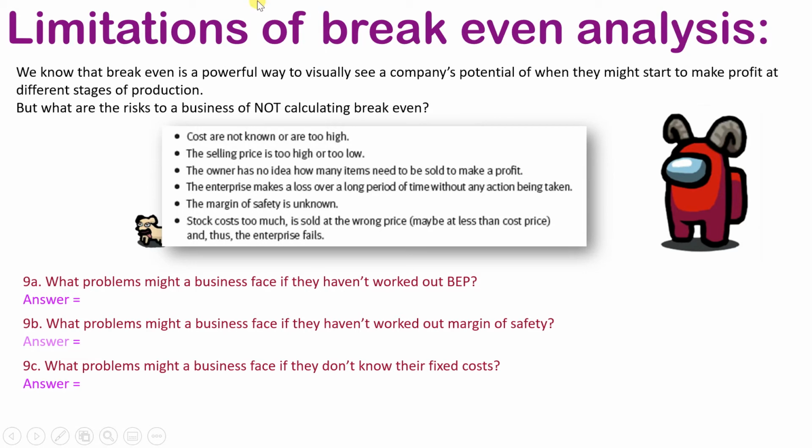Question 9a. What problems might a business face if they haven't worked out BEP? So this is your chance to summarise from the box above, not copy and paste, summarise. Question 9b, a bit more specific now. What problems might a business face if they haven't worked out margin of safety? Now we did just cover that when we were exploring all the bullet points above, so we need to single those facts out for the answer for 9b. 9c. What problems might a business face if they don't know their fixed costs? That was throughout the actual discussion over the bullet points, so this is your chance to summarise it for 9c.